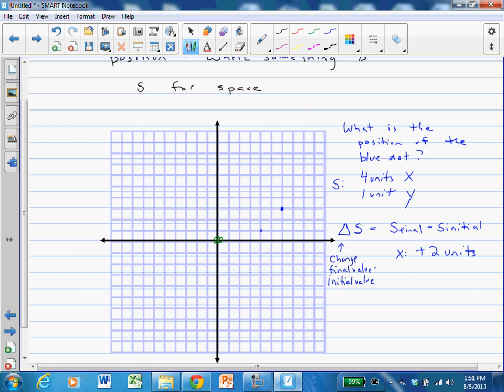And for y, we would have a change of the same, positive 2 units, going from 1 to 3. So these are actually both scalar quantities still, because we're not talking about direction. Just position is 4 units in the x, 1 unit in y. Change in the position of x was 2 and y was 2.